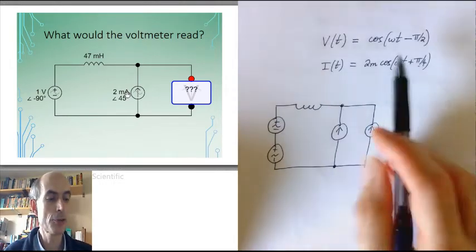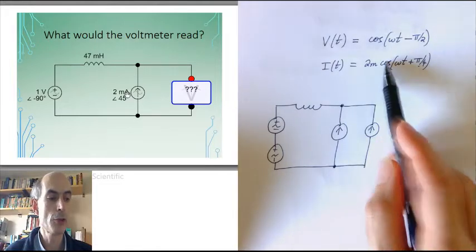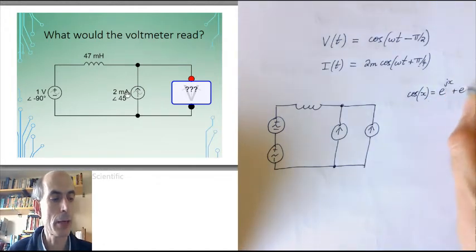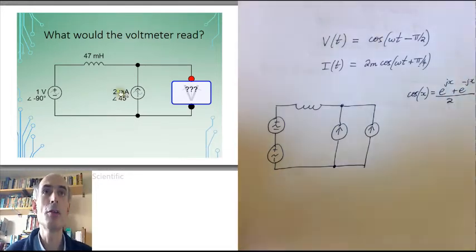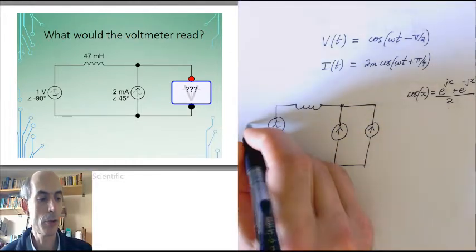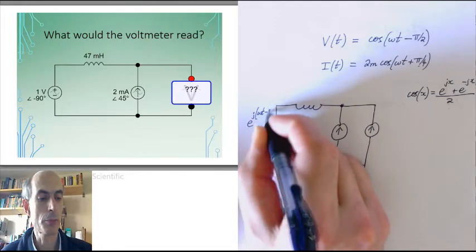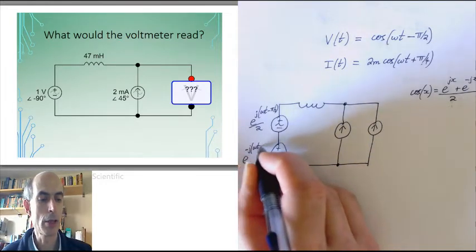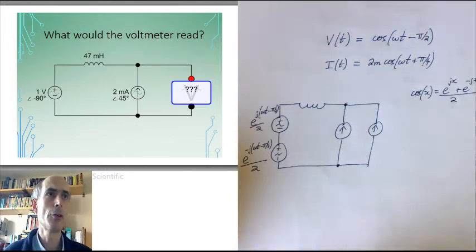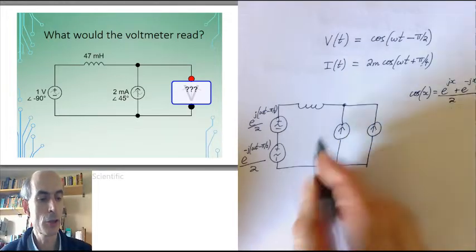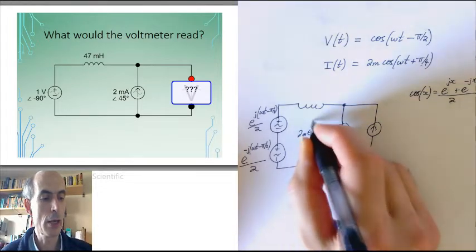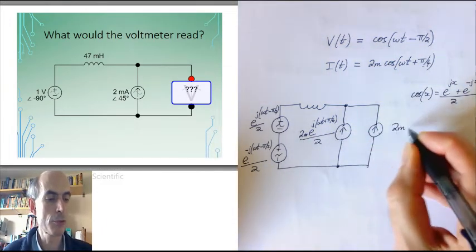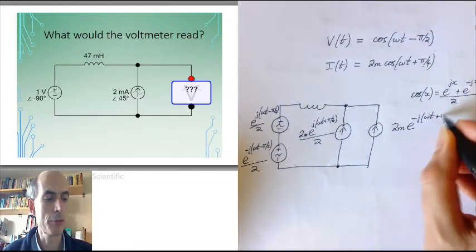Now, I can express both of these sources in terms of cissoids by using the formula that cosine of x equals e to the power of jx plus e to the power of minus jx, over 2. This means that the voltage source becomes effectively e to the power of j(omega t minus pi over 2), over 2. And this one would become e to the power of minus j(omega t minus pi over 2), all over 2. And I can do something very similar with the currents. This current would end up being 2 milli times e to the power of j(omega t plus pi over 4), all over 2. And this current source would be 2 milliamps times e to the power of minus j(omega t plus pi over 4), all over 2.